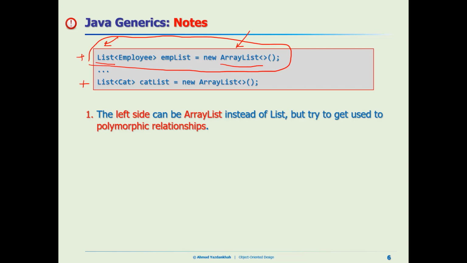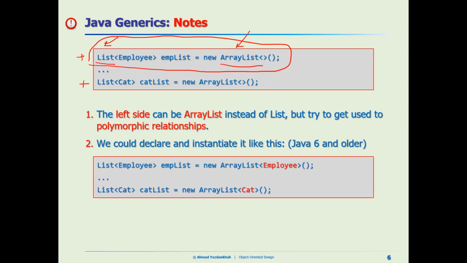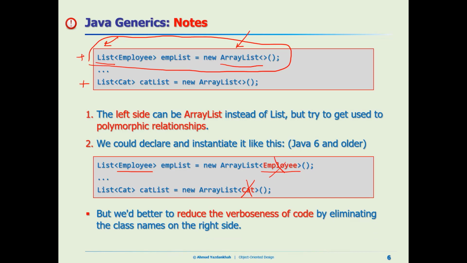All right, we could actually put Employee here and Employee here, on both sides. But after Java 7, we can eliminate this from the second side, right? And we can reduce this verboseness of the code. So it makes the code a little bit less busy.